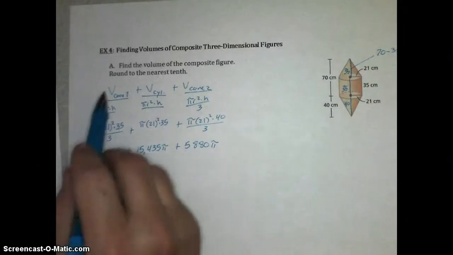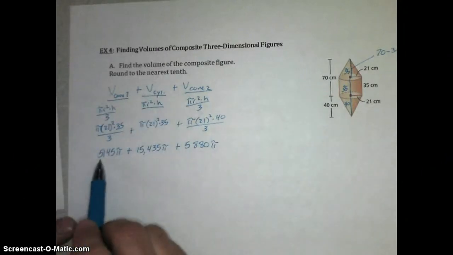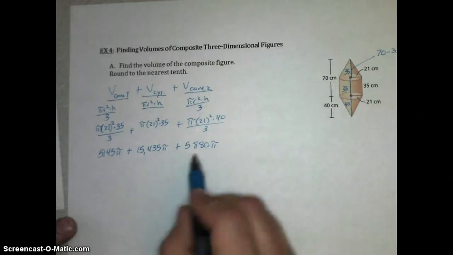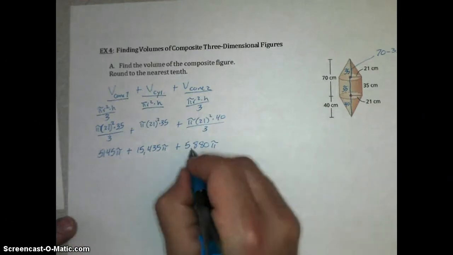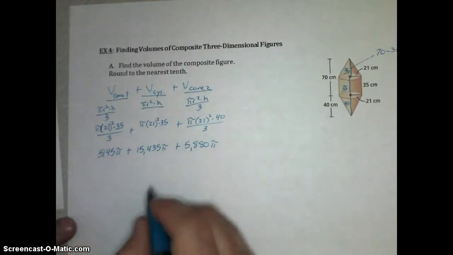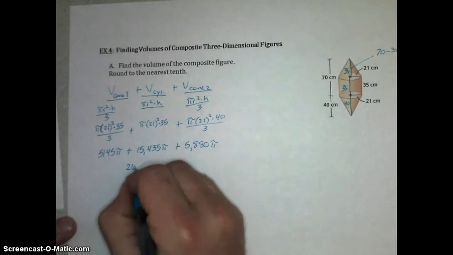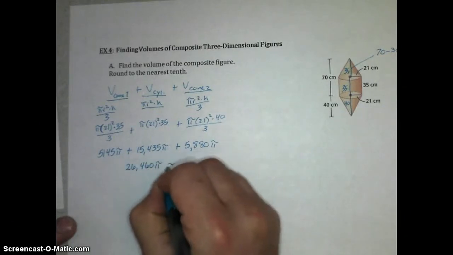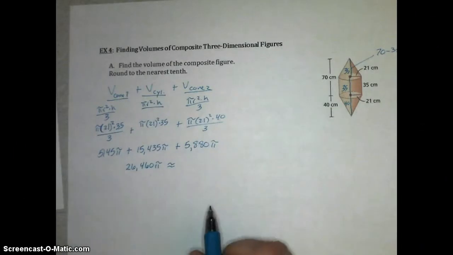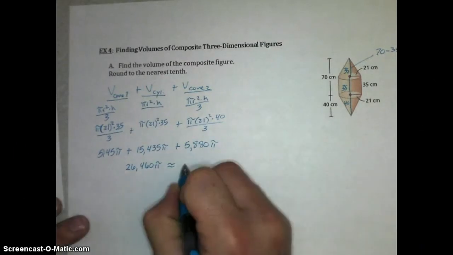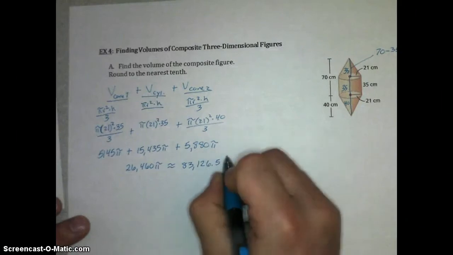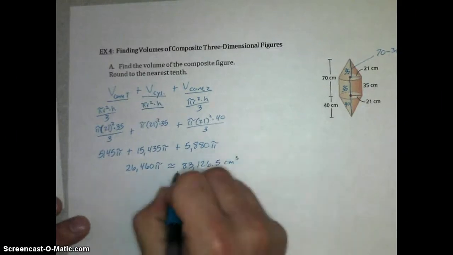We should get the 3 individual volumes as 5,145 pi, 15,435 pi, and 5,880 pi. When I combine those, I get a total of 26,460 pi, and then when I multiply by pi and round to the nearest tenth, we should get 83,126.5 cubic centimeters.